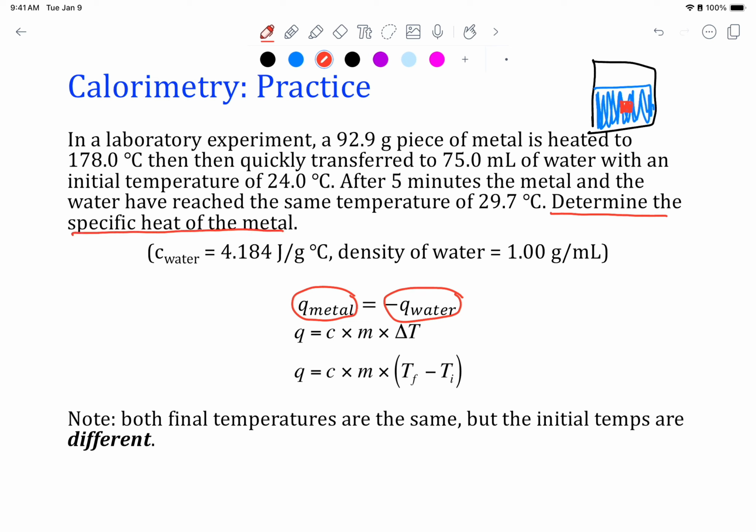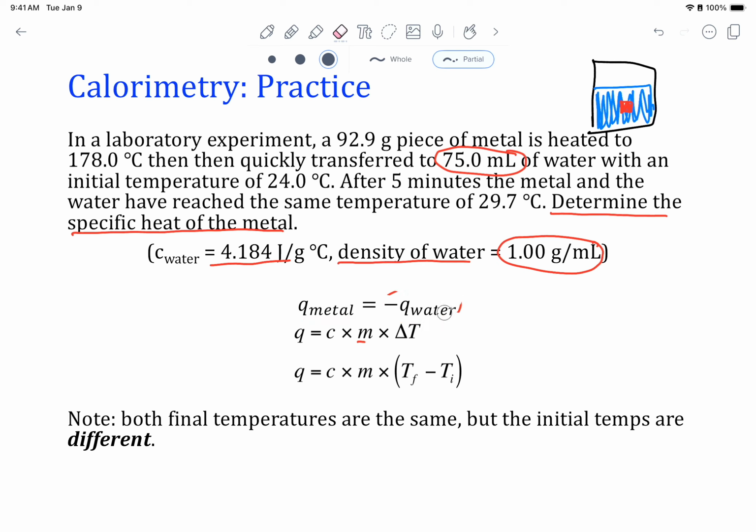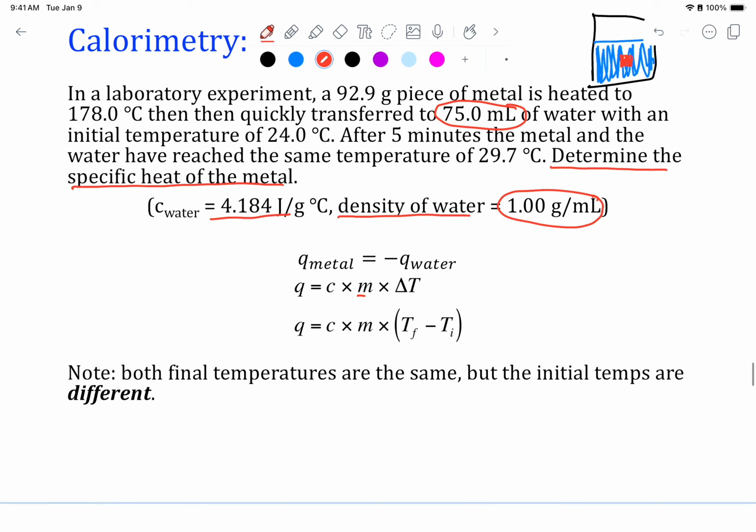So we know the specific heat of water. Our density of water is going to come into play here because our density has units of grams per milliliter, and my value for water is in milliliters, but I do somehow need a mass, so we'll use that to convert. But what we're going to have to do is use this equation here. I'm going to erase these. We're going to use this: Q of the metal is equal to the negative Q of the water, and our Q equations themselves, in order to solve for the C of the metal.